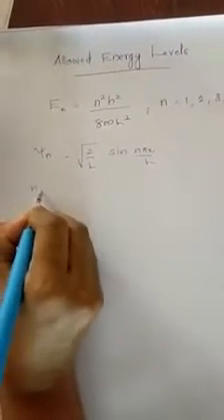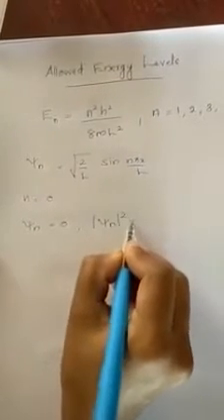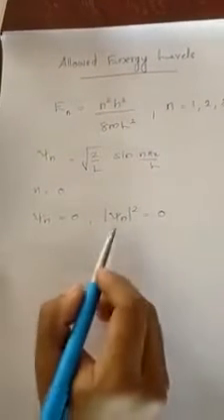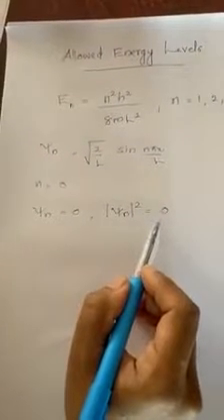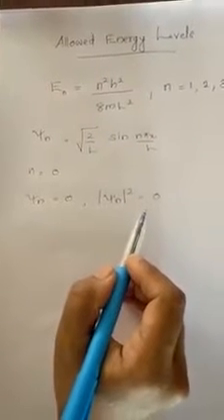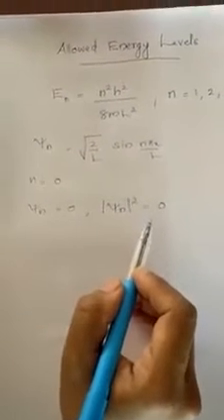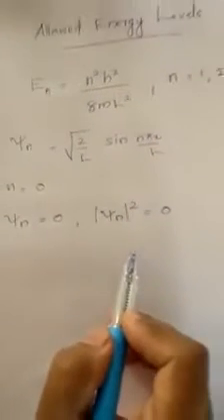When n equal to 0, psi n equal to 0 and the probability density psi n square equal to 0. Psi n square equal to 0 means the probability to find the particle inside the box is 0. That is, n equal to 0 is ruled out because the particle is already present inside the box. Let us see what happens when n equal to 1.